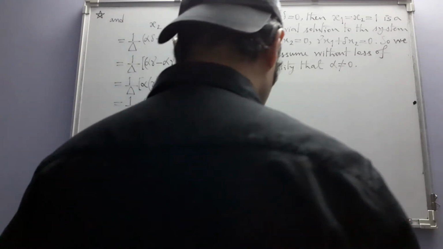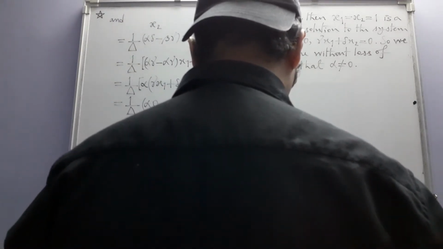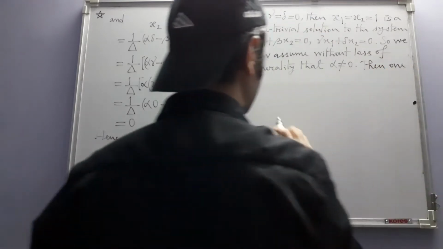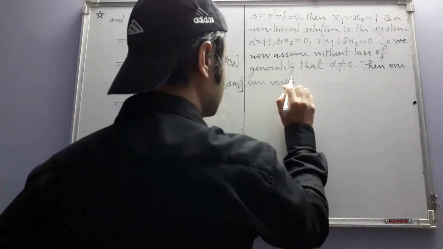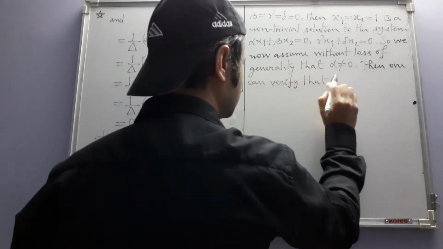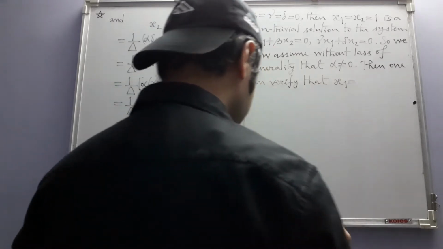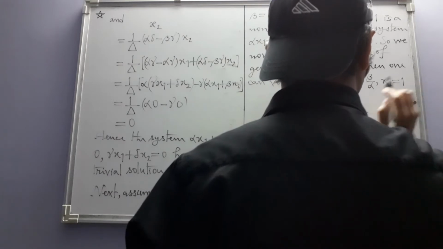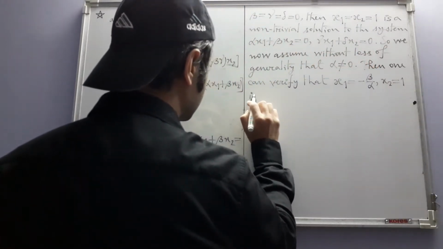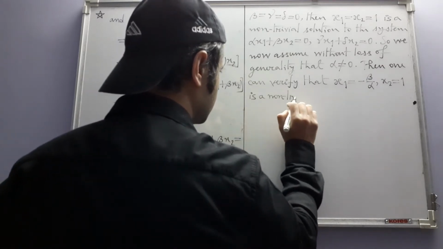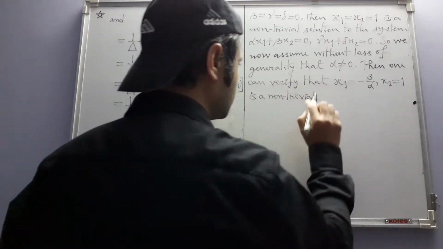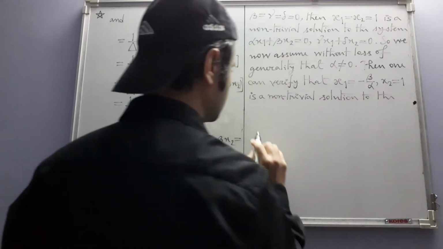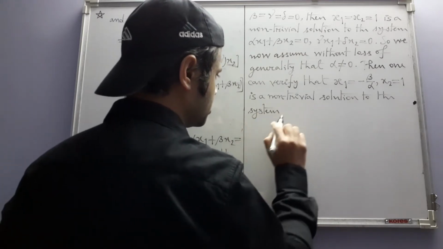Okay, so now alpha is non-zero. Then one can verify that x1 equal to minus beta divided by alpha and x2 equal to 1 is a non-trivial solution to the system.